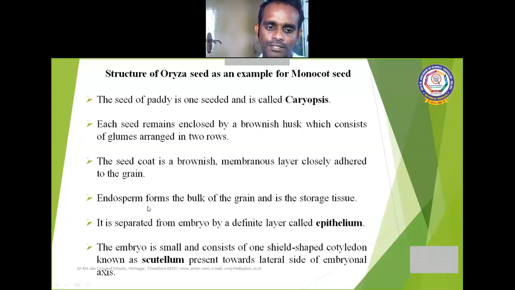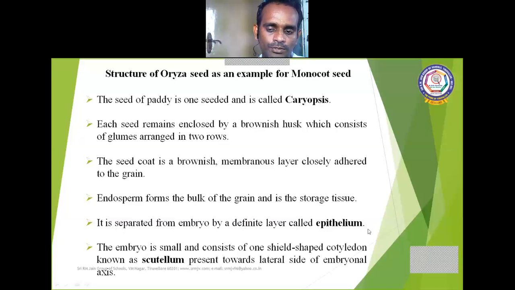Endosperm forms the bulk portion of the grain. What is the main function of endosperm? It stores the food materials. It acts as a storage tissue. Endosperm is separated from embryo by a definite layer called epithelium.